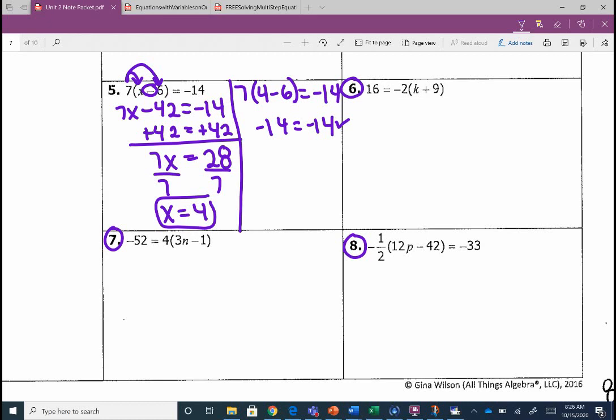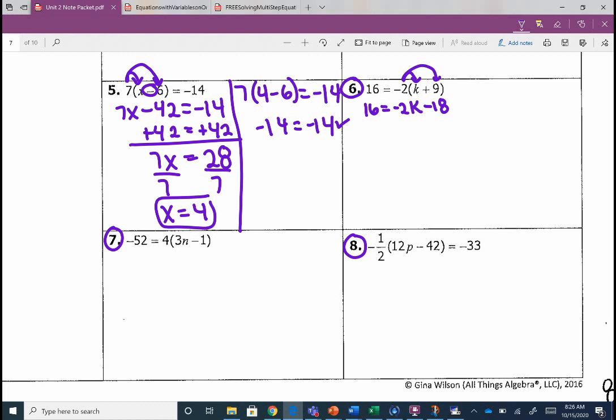All right, so number 6, we're going to go ahead. The 16 equals stays. We're going to distribute first. Negative 2 times k is negative 2k. Negative 2 times 9, we get a negative 18. And you can write that right as a minus 18. If you want to do plus a negative, you can.